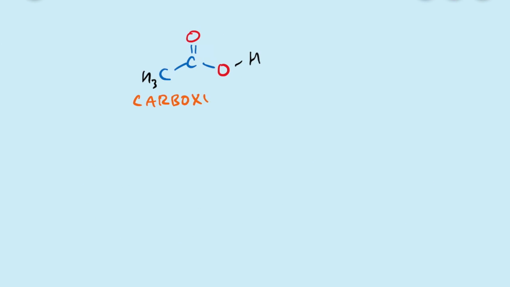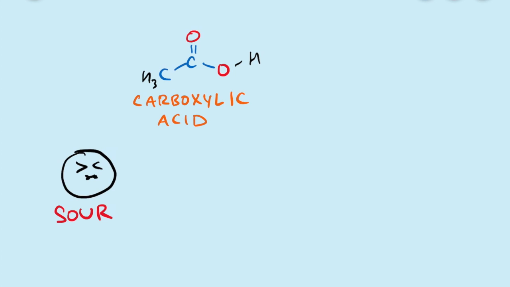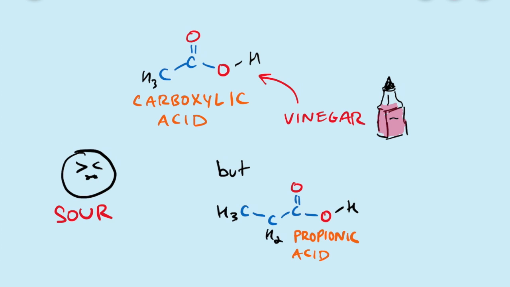Carboxylic acids are, well, acidic and sour. The sourness of vinegar comes from acetic acid. Surprisingly, acetic acid is only one more carbon away from propionic acid, which smells like body odor. Don't put that on my fish and chips.